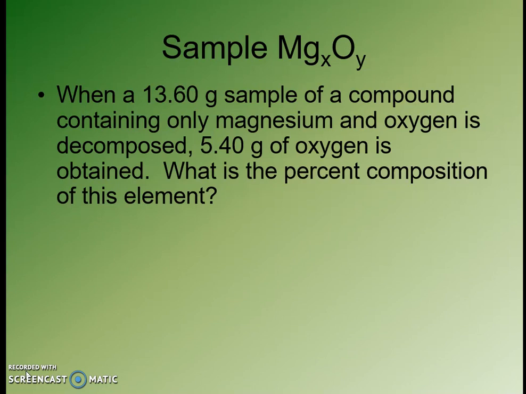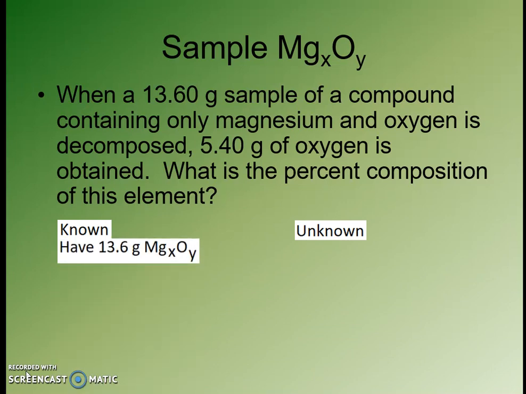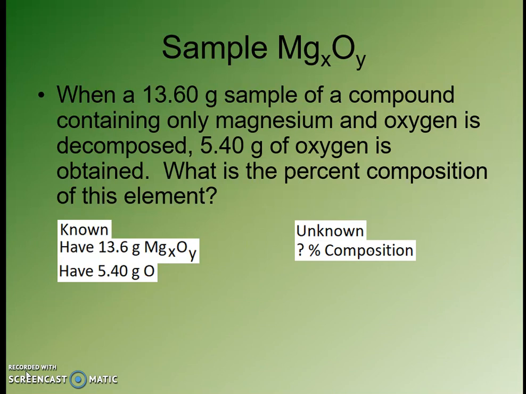But again, just looking at it experimentally, at what the mass is of each component within it versus the entire mass of the sample we had, we can still get that information just like if we had the molar mass. So in this case, we'll analyze known and unknown. I know I have 13.6 grams of that magnesium-oxygen compound. I also know within it there's 5.4 grams of oxygen. And I'm trying to figure out what is the percent composition.